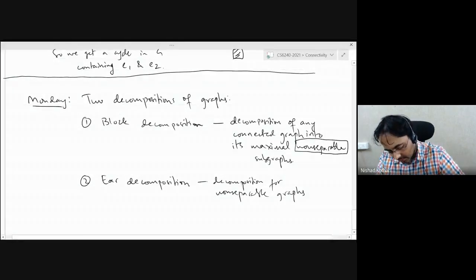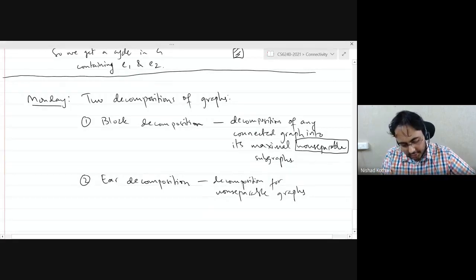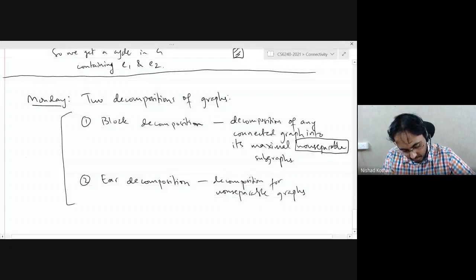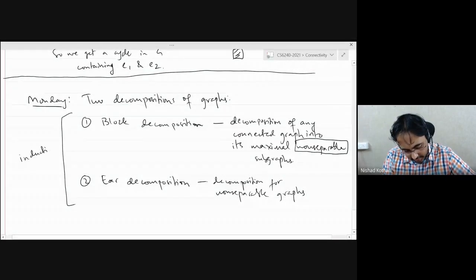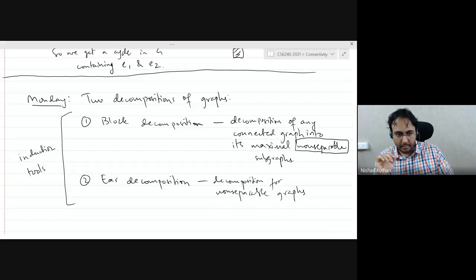And this one, it's good to think of both of these as induction tools. They are both induction tools for proving graph theoretical statements, and you will see applications of these either in the lectures or on the assignment too. Okay, so that's the plan for Monday. I'm hoping to finish both of them on Monday and start with chapter 9 of Bondy and Murty on Tuesday.